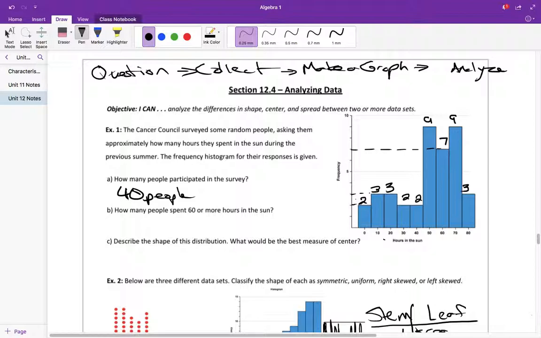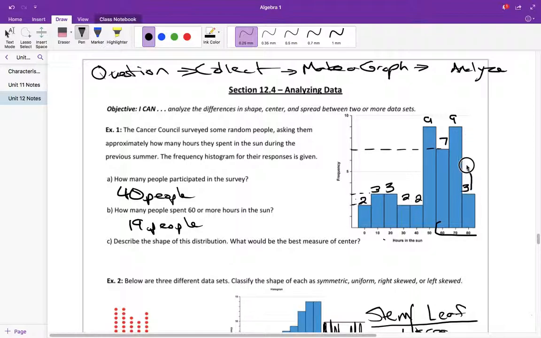So then the next question, how many people spent 60 or more hours in the sun? In that case, you're looking for 60 or more, which would be this section right here. So you would take 7 plus 9 plus 3. It looks like there was a total of 19 people that spent 60 or more hours in the sun during a given summer. So then C, describe the shape of the distribution.